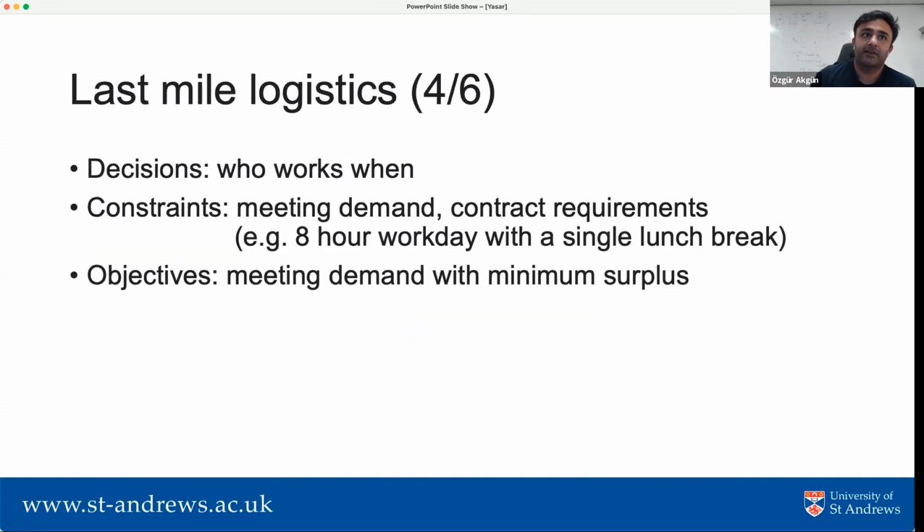So the decisions again are similar here. Who works when? Constraints are things like meeting the demand and meeting contractual requirements you have to your employees. For example, a common case is your riders or drivers will have an 8-hour workday with a single lunch break, but they will give you flexibility about when they start work and how long a lunch break they will have. So you could say to a driver, you start work at 2 p.m. today, and you will work for 2 hours, then take a long lunch break, and then come back and do 6 hours more after that. This is your flexibility, such that you find a solution which meets the demand with minimum surplus.